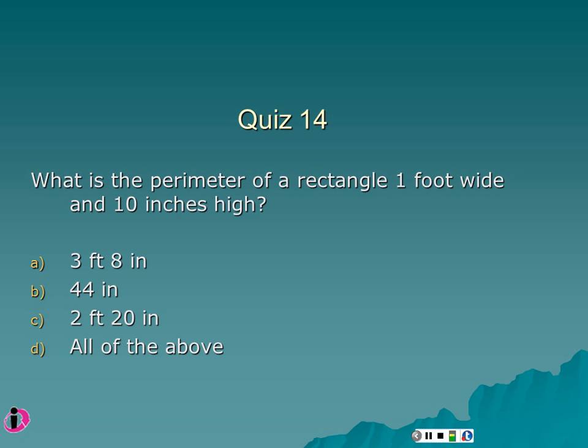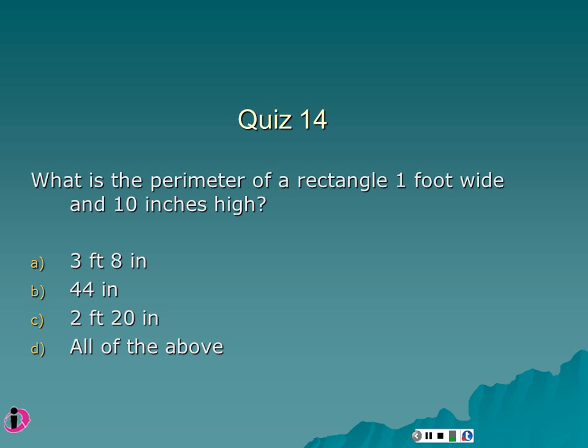What is the perimeter of a rectangle? 1 feet wide and 12 inches high. Now before you do this, look at the units. We have to have the same unit. So the rectangle width is given in feet, height is given in inches, and all the answers are given in inches. Now let's make it into feet or inches.